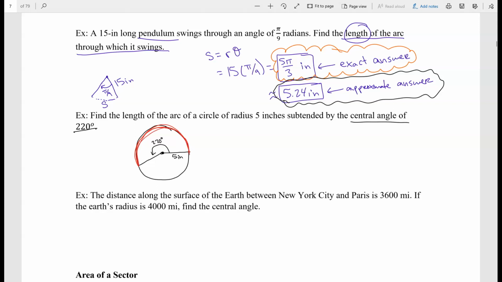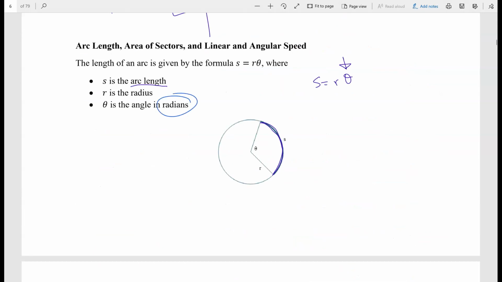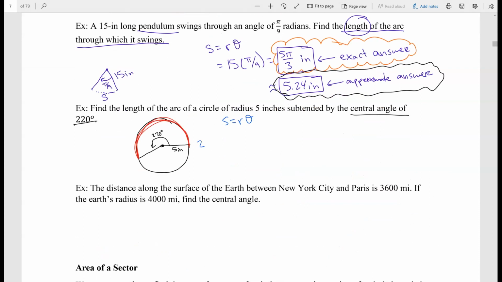We know that we have to find the arc length, so the formula is S equals R theta. The only thing is that theta has to be in radians, so we have to convert this 220 degrees into radians. We have 180 degrees on the bottom and pi radians on the top. So 220 degrees divided by 180, and what I get is 11 pi over 9. This is how many radians I'm going through. Now I plug it into the formula, S equals R theta. R is equal to 5, and then 11 pi over 9.